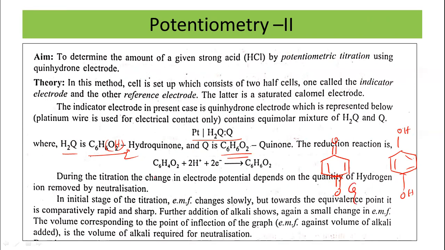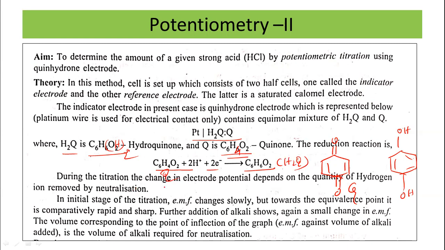So let us see the reaction of this quinhydrone electrode. This quinone, C6H4O2, combined with two hydrogen ions in a reduction reaction, forms hydroquinone. So in the redox reaction, the quinone is converted to the hydroquinone.